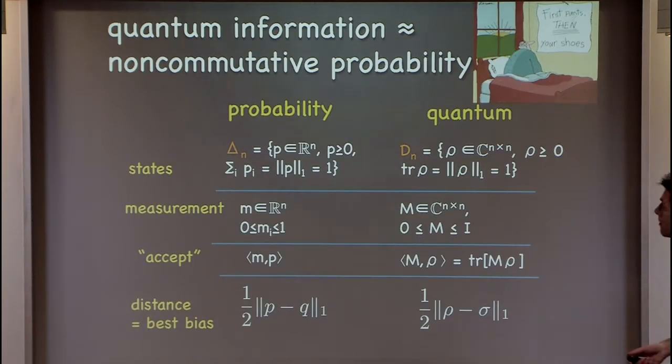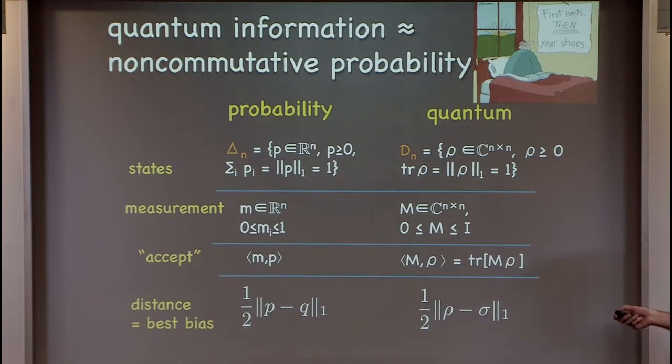Okay, so let me start off by giving you a brief summary of some of the axioms of quantum information. You can think of it as a non-commutative generalization of probability theory. So what does that look like? In probability theory, the states of the theory are vectors that have one norm equal to 1 and are non-negative real numbers, called delta n, the probability simplex.